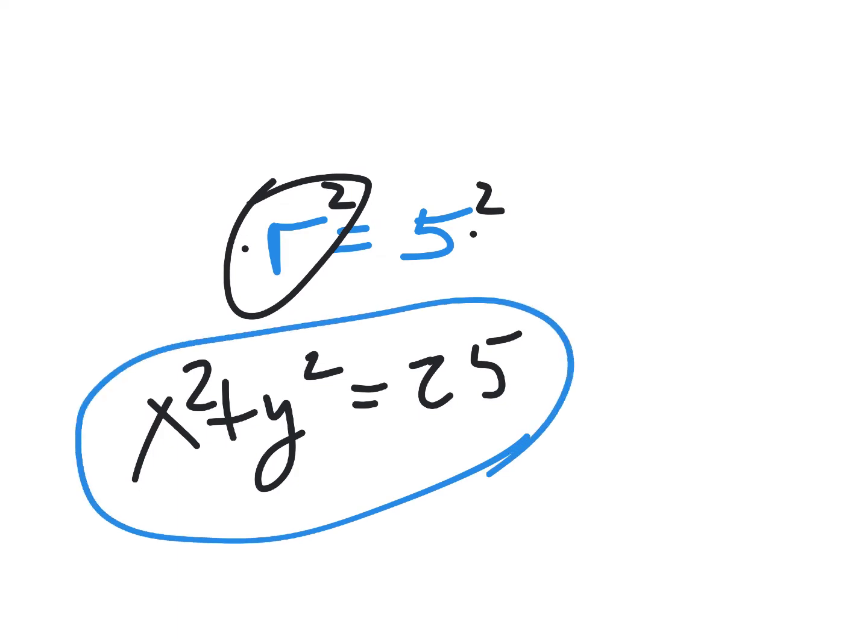So I hope that makes sense to you. Okay, so that's a conversion between polar and rectangular. This one's polar because it's got r's and thetas. This one's rectangular because it's got x's and y's. So here's another option.